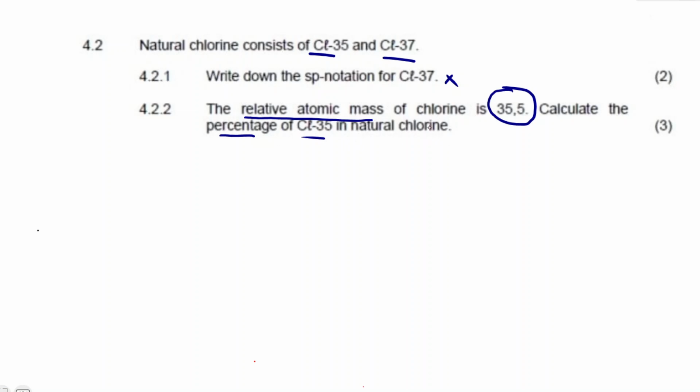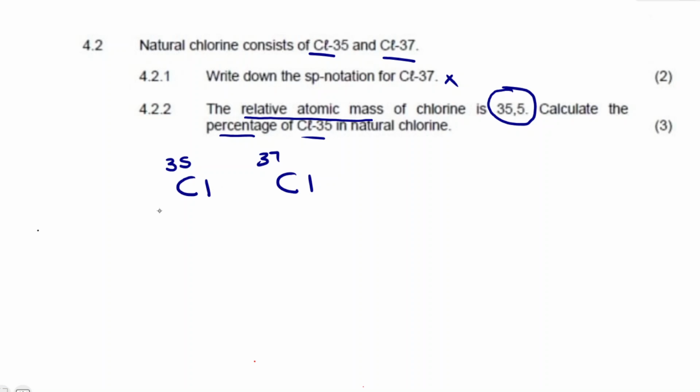So this is the calculation that we'll be doing. It is 3 marks. So we have two isotopes here. We have chlorine 35 and we have chlorine 37. My x's represent the chlorines. Let me just take off the x and put on the chlorines so that I'm not confused. So we have chlorine 35 and chlorine 37.